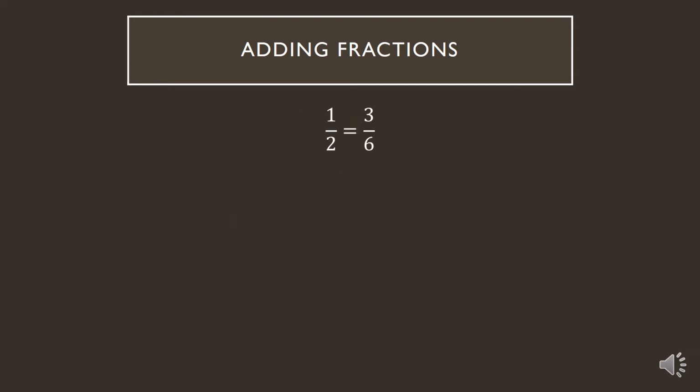Okay, so 1/2 is equal to 3/6. So we're using multiply by 3 on top and bottom there. Okay, 1/3 is equal to 2/6. We're multiplying by the number 2 top and bottom there. So now we can add them up. 3/6 plus 2/6 gives me 5/6.